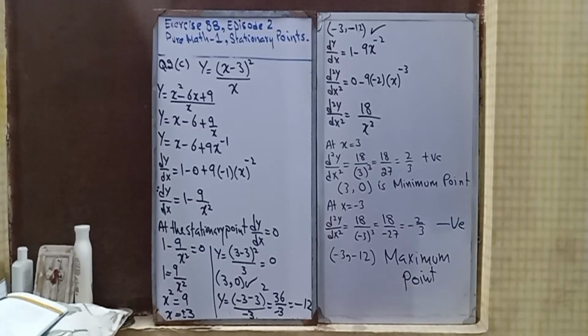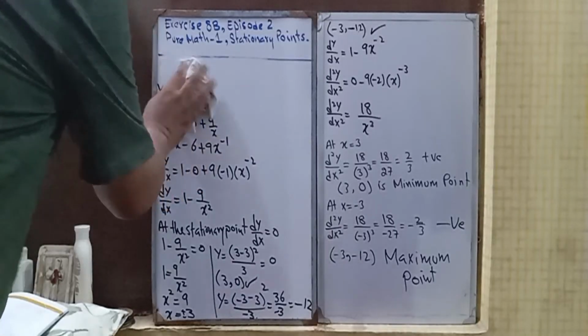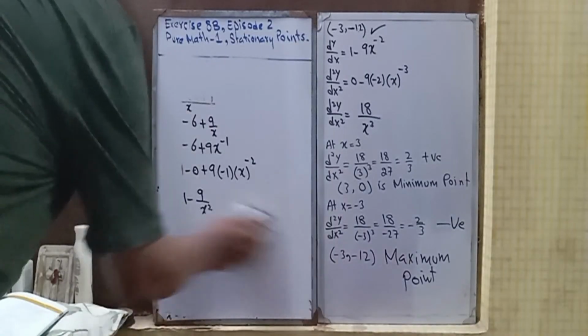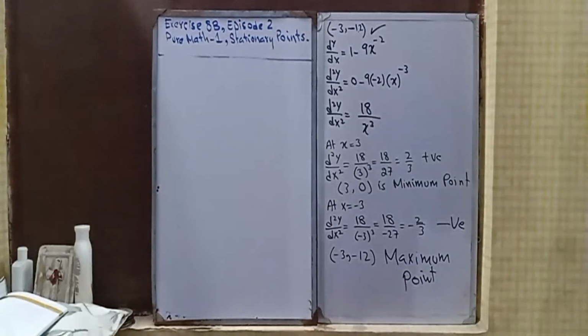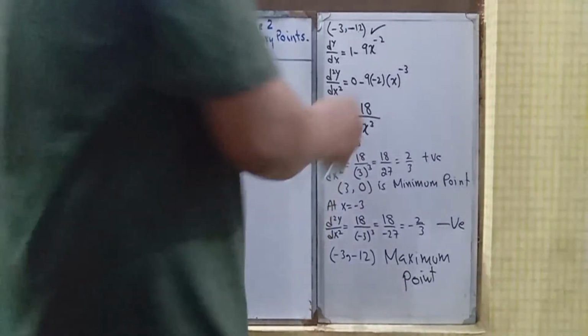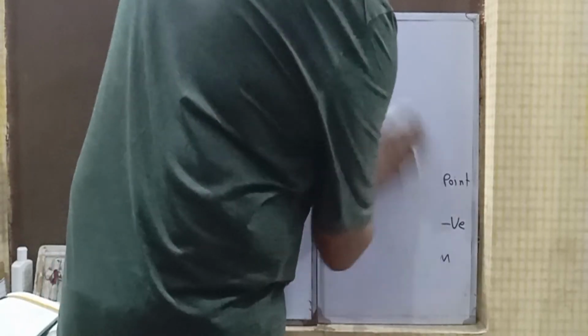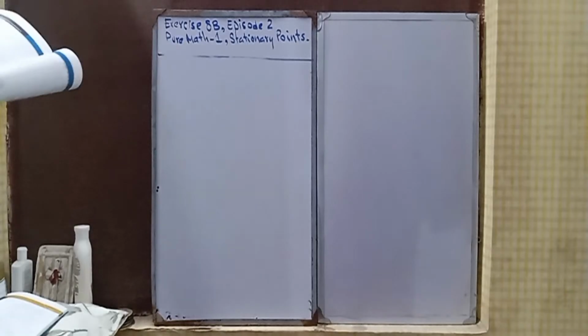The next question coming up on your screen is question number 2, and its D part. This is exercise 8B, and this is the second episode we are doing on this exercise. We are solving question number 2, and we are going to attempt its D part.